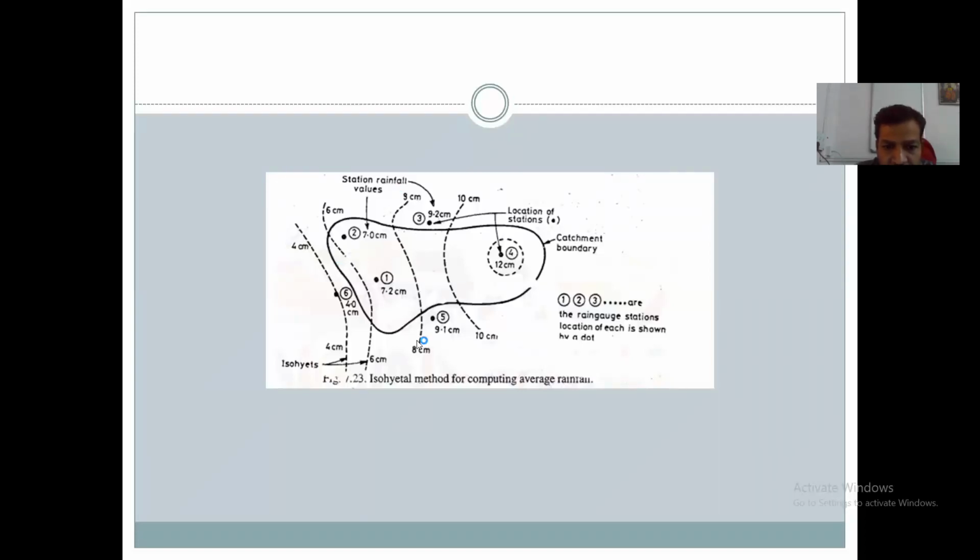So that dotted line shows the isohyets. Isohyets show equal rainfall. In a contour map we draw the contours, the lines joining the points of equal elevation, that is, we join the levels of the same RLs. So in this we are joining the points of equal rainfall.